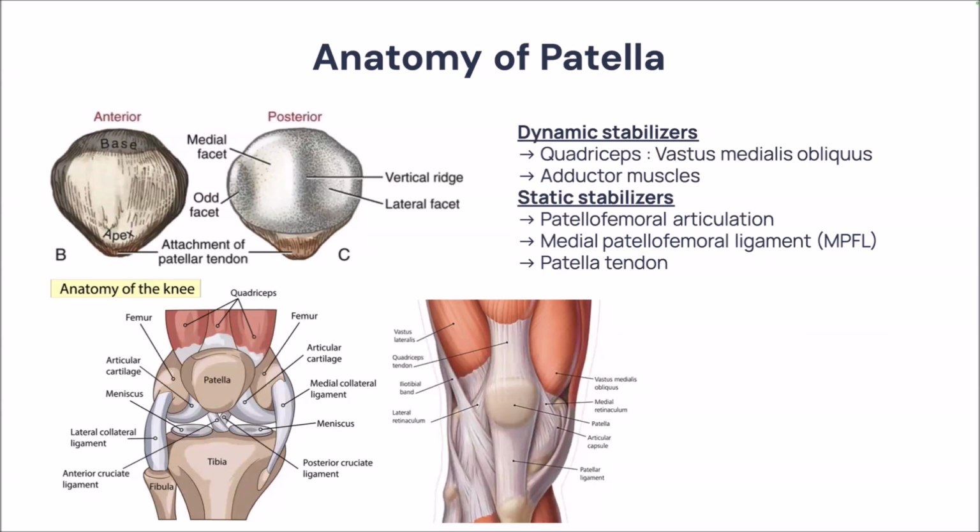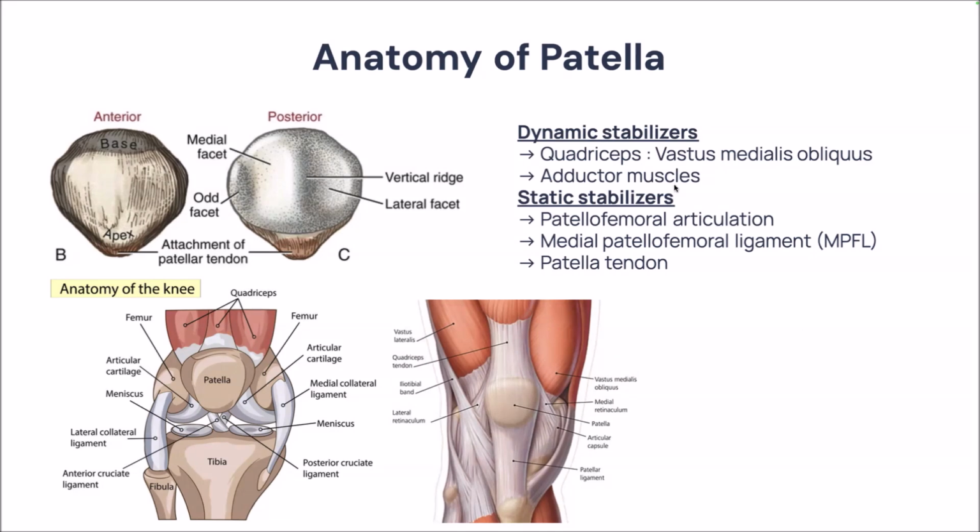So the stabilizers of the patella, there will be dynamic stabilizers and also the static stabilizers. So the dynamic stabilizers are the muscles. So these are the quadriceps femoris, especially the vastus medialis obliquus or the VMO, which pulls the patella medially to prevent the lateral dislocations. The adductor muscles, mainly the adductor magnus, which provides the medial pull indirectly through the adductor tubercle and the medial stabilizing structures.